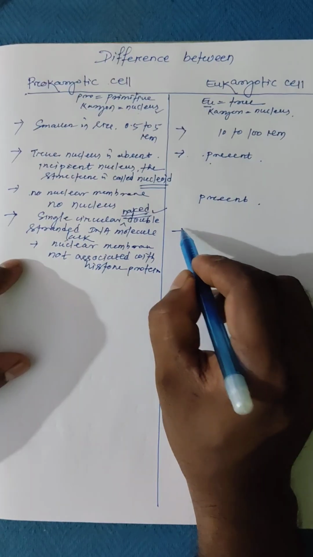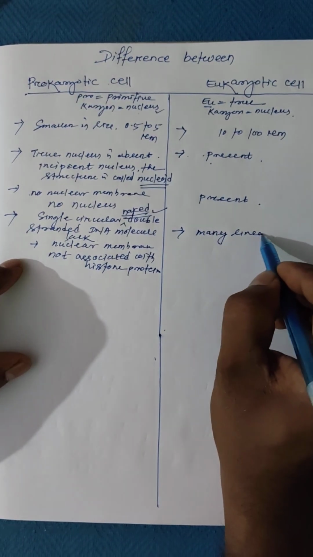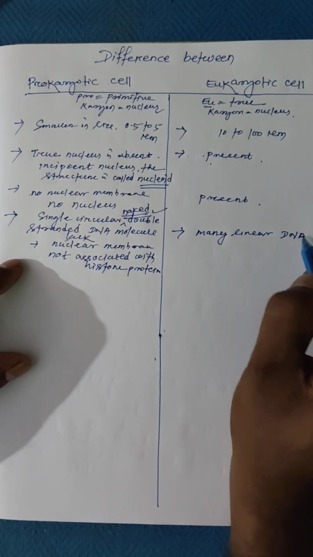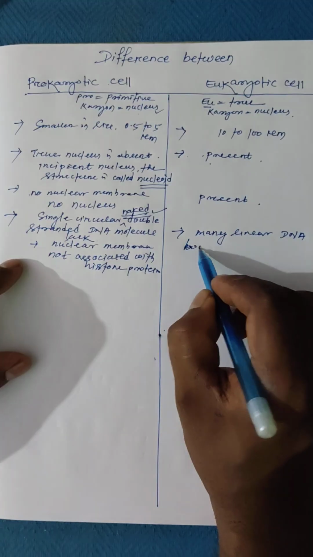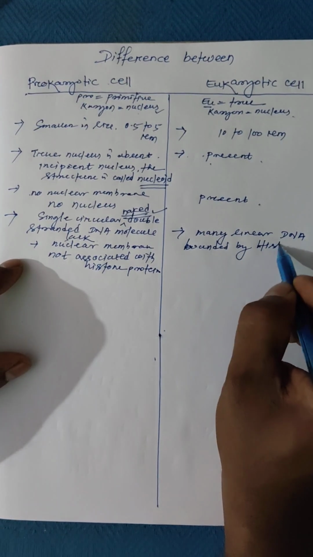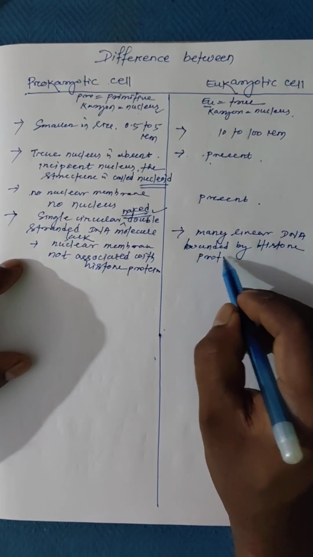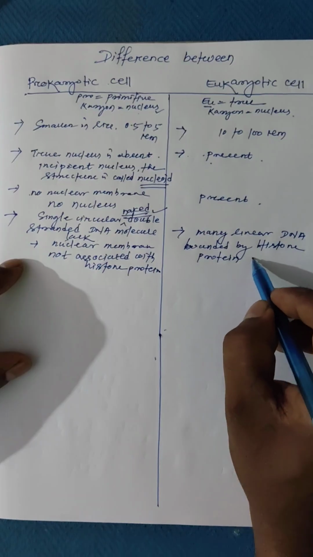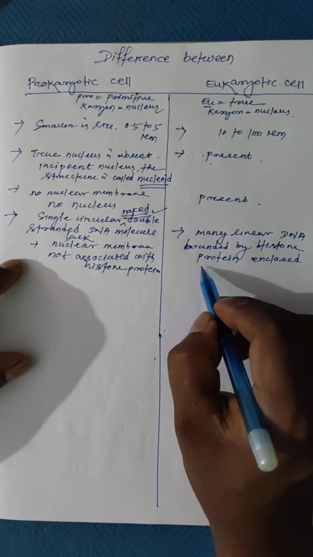But in eukaryotic cell, many linear DNA molecules are present, bounded by histone protein. The eukaryotic DNA is associated with histone protein. Those are enclosed inside the chromosome.